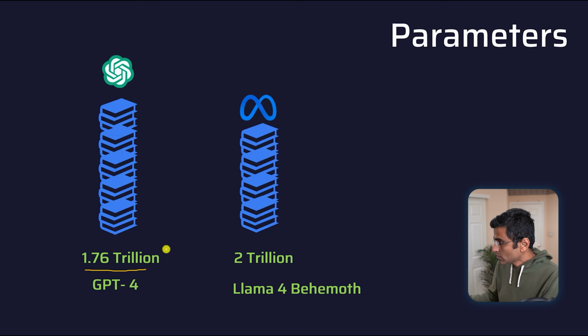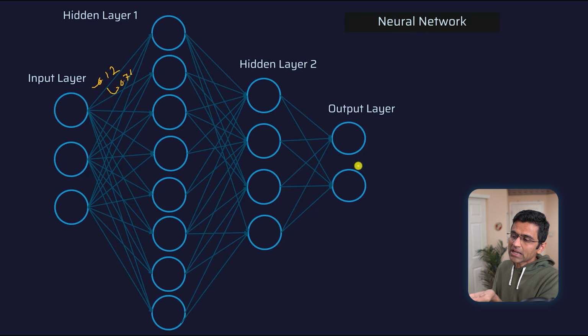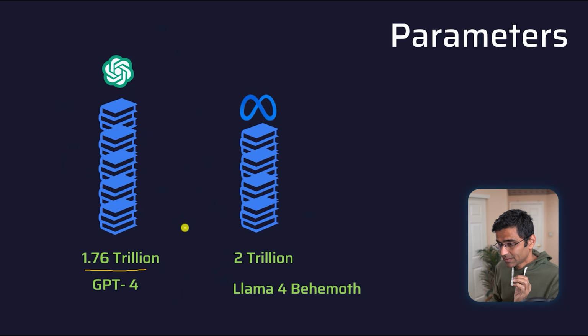Now, just in case you don't know what parameters are, this is a classical picture of a neural network, and it will have all these edges, right? So let's say they will have all these weights. 0.12, let's say this is one weight, minus 0.76, this is another weight. So these weights on the edges are basically parameters. So this is the first parameter, second parameter, and this diagram will have probably 100 parameters. Imagine a neural network having 1.76 trillion parameters.